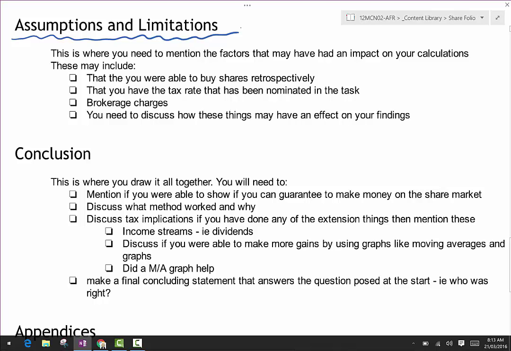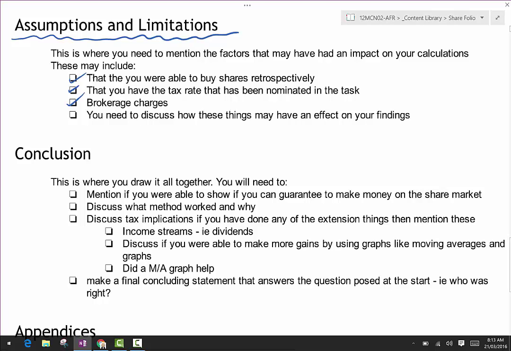You're also talking about the fact that you can buy shares retrospectively, which means that you can actually have hindsight of traveling back in time and seeing what the share prices are back before you started. That's cool. You might want to mention that in real life you probably haven't got that. You probably have a snapshot of that day and the history, and that may help you make decisions. So that's a good thing to do.